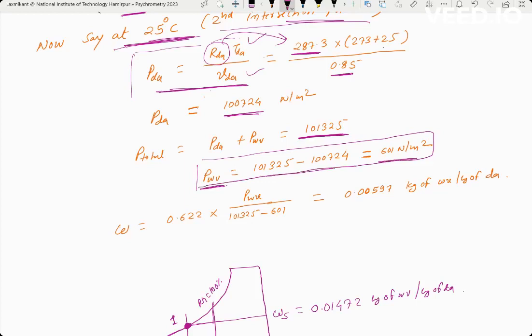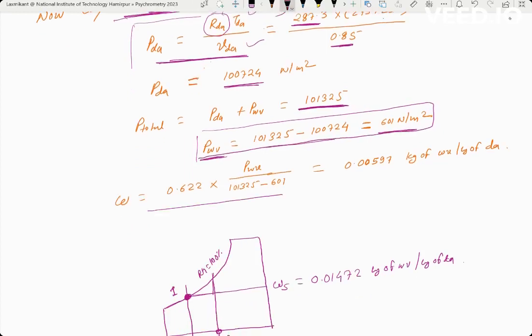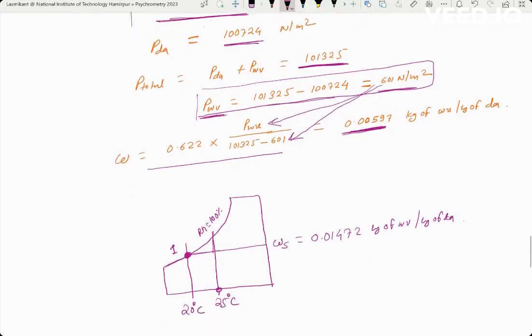Now from the expression of humidity ratio, we can put this value 605 here, and we can obtain the humidity ratio, that is 0.00597 kg of water vapor per kg of dry air. Now we will draw this horizontal line at 0.00597. For example, this point is this point, so this is the omega equal to 0.00597 kilogram of water vapor per kilogram of dry air.